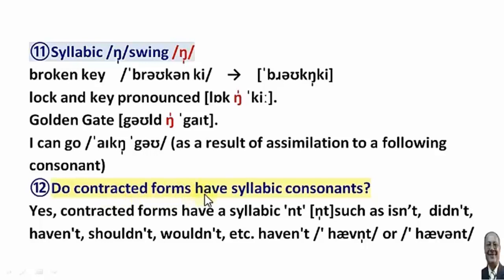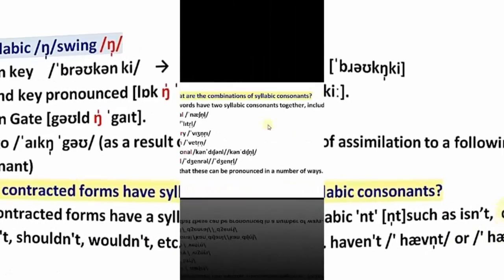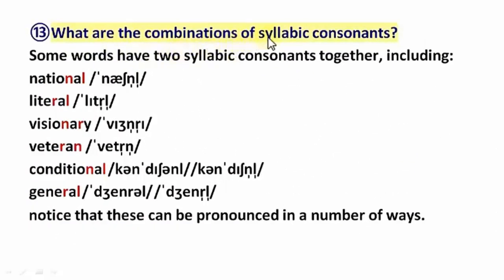Do contracted forms have syllabic consonants? Yes, contracted forms have a syllabic N, such as isn't, didn't, haven't, shouldn't, wouldn't, and so on. What are the combinations of syllabic consonants? Some words have two syllabic consonants together, including national, literal, visionary, veteran, conditional, general. Note that these can be pronounced in a number of ways.